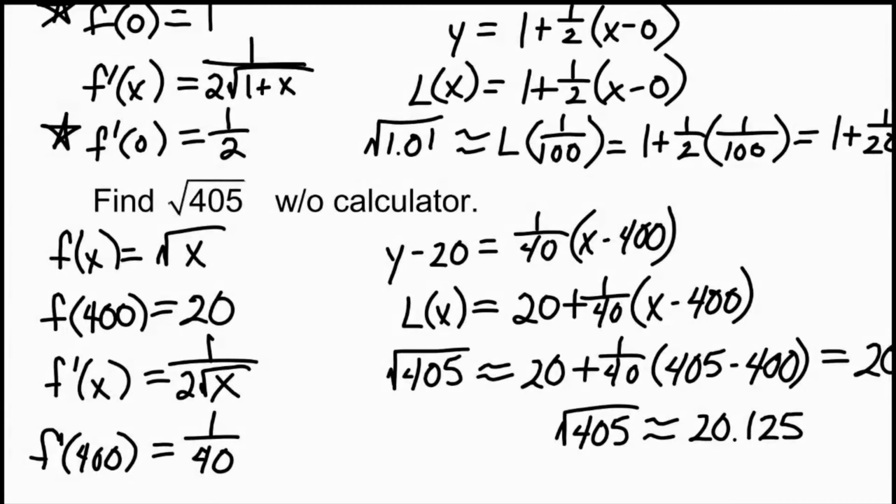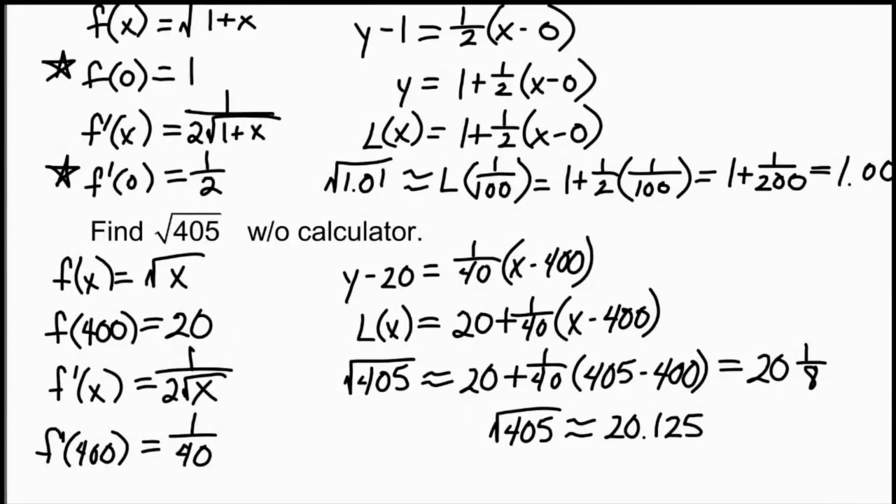Okay, so I may have done this problem slightly differently than you did, but this time I said f of x was the square root of x. I did this in a slightly different way just because I wanted you to see there was more than one way to do it. If you did it with f of x as square root of 400 plus x, you're going to get the same answer. It's just going to change how you calculate your delta x.